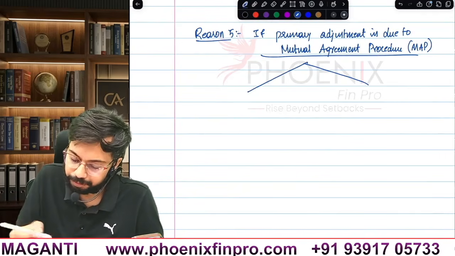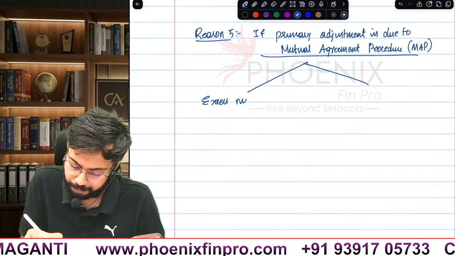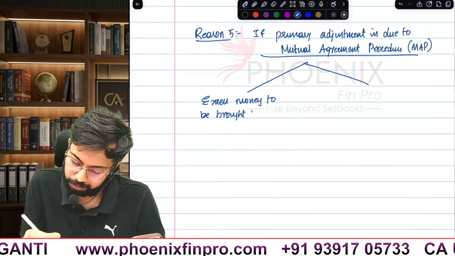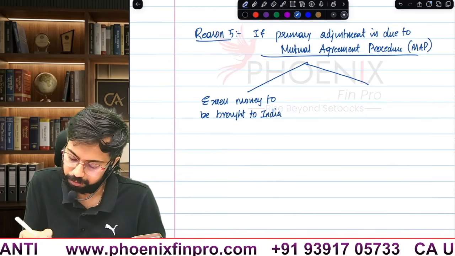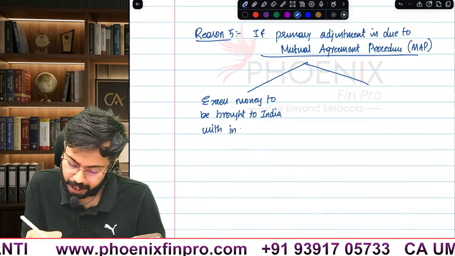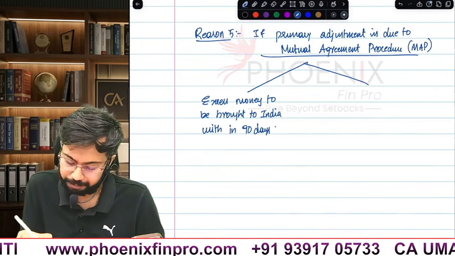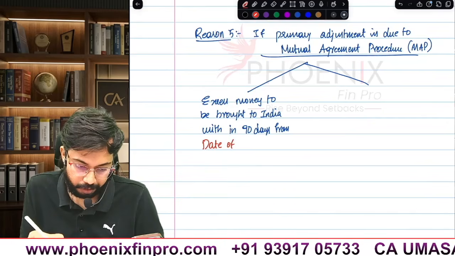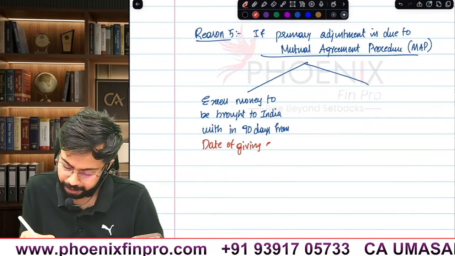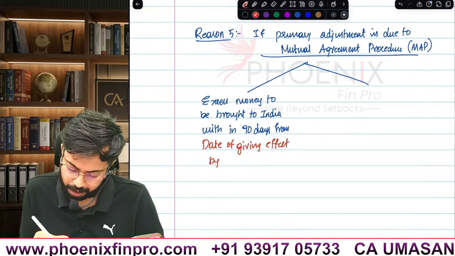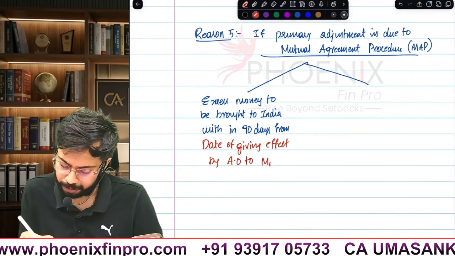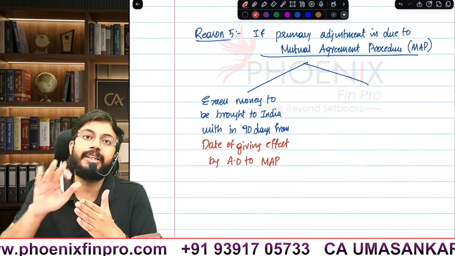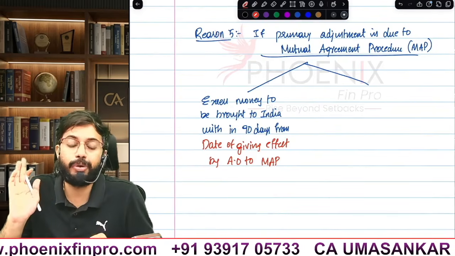In this case, excess money is to be brought to India within 90 days from the date of giving effect by the assessing officer to the mutual agreement procedure. That means the date on which the officer gives effect to the mutual agreement procedure, from that date onwards, within the next 90 days excess money is to be brought to India.